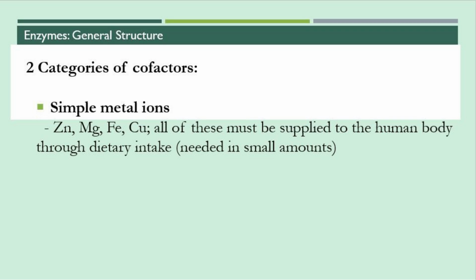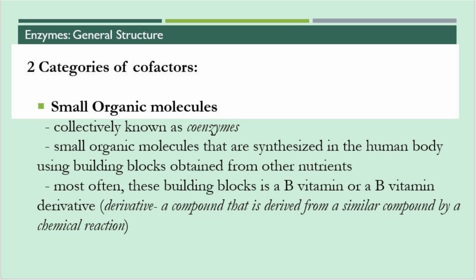Okay? So that is one difference between the two. Simple metal ions are supplied to the human body through dietary intake, while small organic molecules or coenzymes are synthesized using ingredients obtained from other nutrients. These small organic molecules most often exist as B vitamins or a derivative of a B vitamin. When we say derivative, it is a compound that is derived from a similar compound by a chemical reaction. So, small organic molecules are composed mainly of B vitamins or their derivatives.